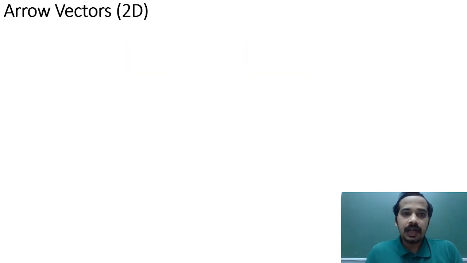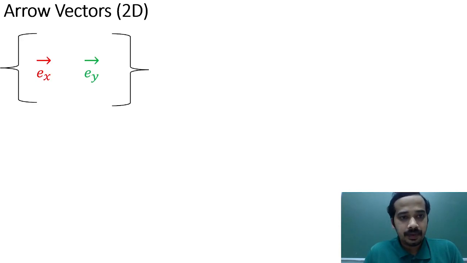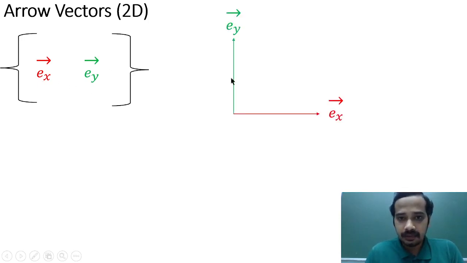The similar thing happens in case of arrow vectors in two dimensions. We shall consider two perpendicular unit vectors Ex and Ey. Let me draw them symbolically, Ex and Ey. They are perpendicular to each other. They are orthogonal. They have length equal to 1, unit length. That means they are unit vectors.